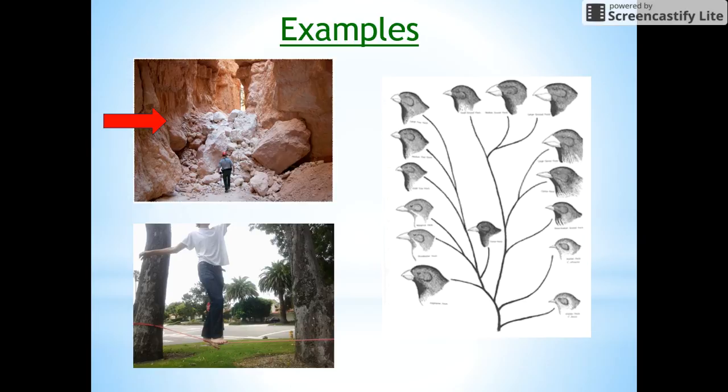Plate tectonics builds up mountains. Weathering and erosion tear them down. Balance is complex and involves many forces interacting. The finches on Galapagos Islands are adapted to different environments and lifestyles, but all descended from a common ancestor.